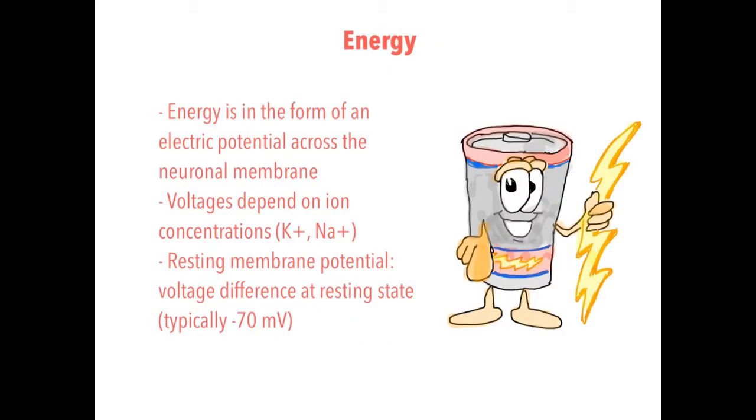So now we're into the beginning stages of neuronal signaling. Neurons need energy to generate signals. This energy is in the form of an electrical potential across the neuronal membrane. This potential is defined as the difference in the voltage inside the neuron versus outside the neuron. These voltages depend on the concentrations of potassium, sodium, and chloride ions, along with charged protein molecules both inside and outside of the cell. In the resting state, the voltage difference across the membrane is typically negative 70 millivolts, which is also referred to as the resting membrane potential.